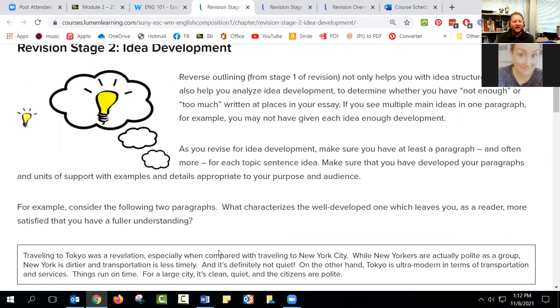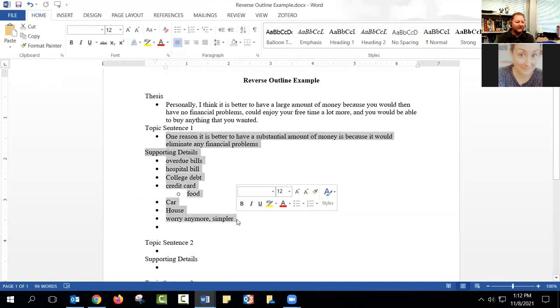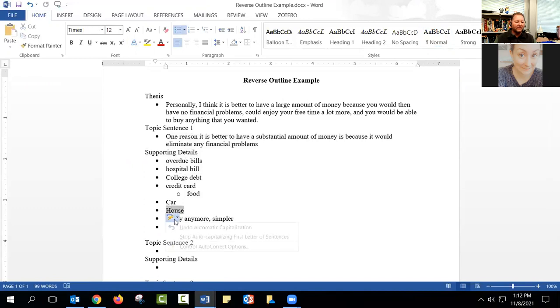Make sure that you have developed your paragraphs and units of support with examples and details appropriate to your purpose and audience. And if I look at my reverse outline, with this example, I'm like, yep, I totally did. I have one clear main idea for the paragraph, and I have just enough specific supporting examples to help develop this idea, right? So when the reader is done reading this paragraph, once I revise it, they should walk away completely knowing exactly what I mean about how it's better to have a bunch of money because it eliminates financial problems, right? Should be no question in the reader's mind.